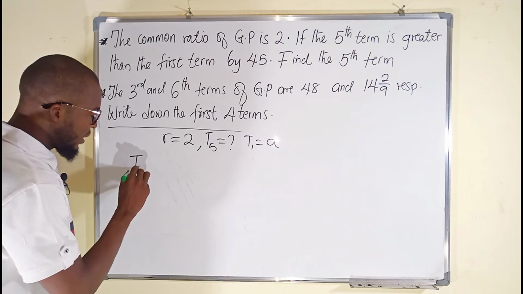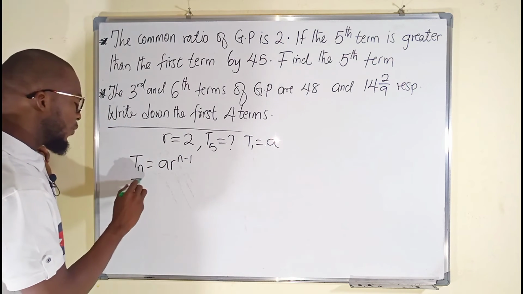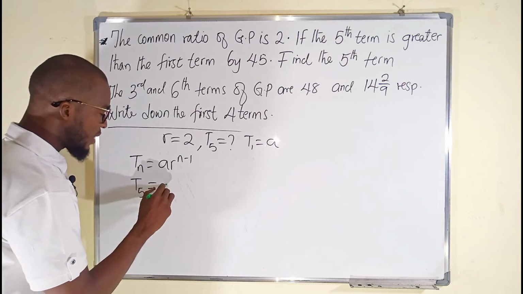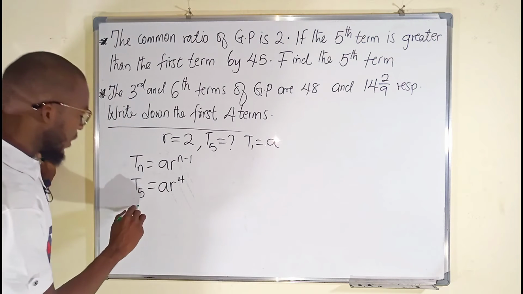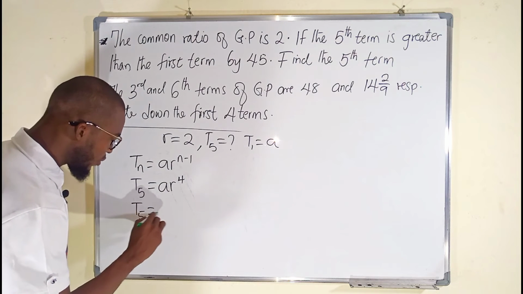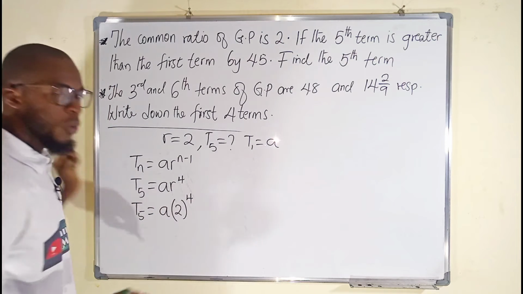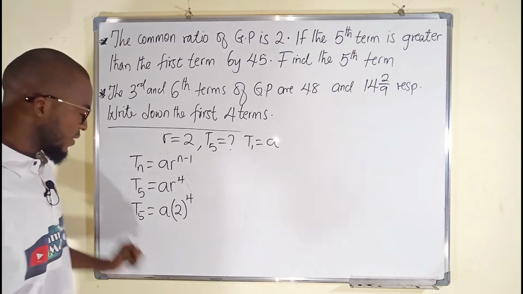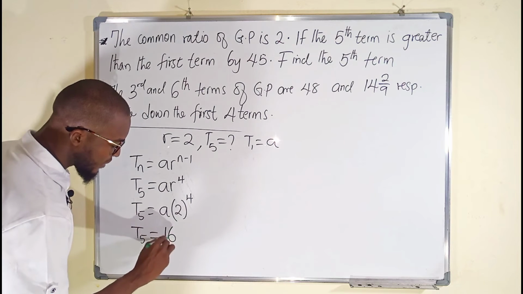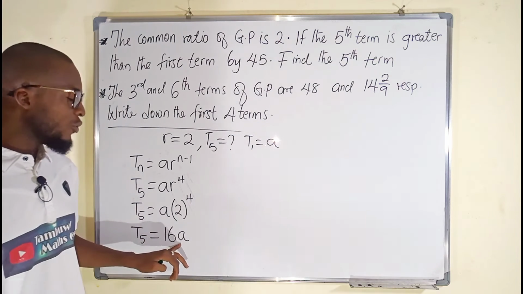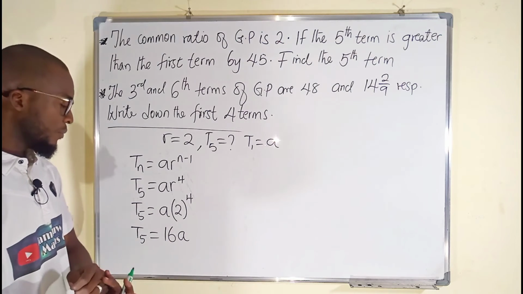Generally, Tn is equal to A r to the power of n minus 1. Therefore, term number 5 can be written as A r to the power of 5 minus 1, which is 4. Term number 5 is now equal to A times 2 raised to the power of 4. 2 to the power of 4 is 16. Therefore, term number 5, which we are looking for, is equal to 16A. We have to look for the value of A, substituted back here to obtain the required term.